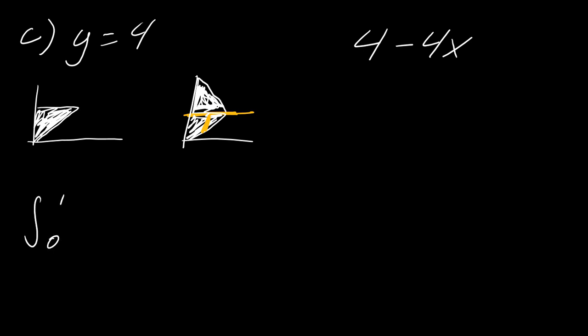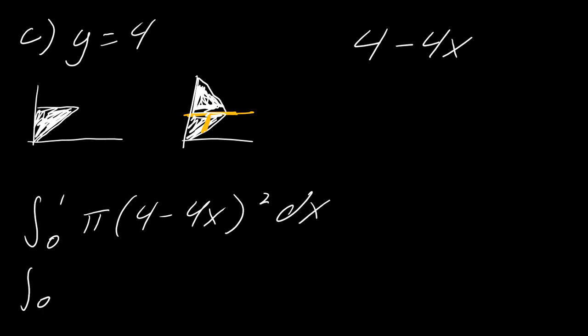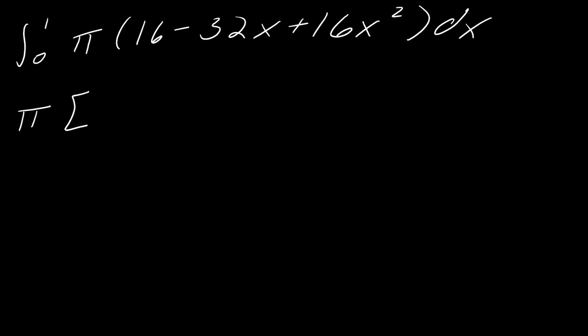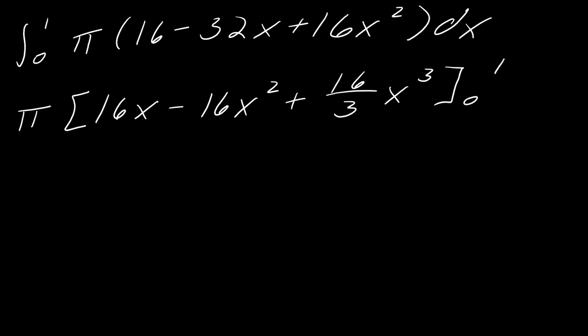So when I set up this particular calculation, this will be pi times (4 minus 4x) squared dx. And that will come out to 16 minus 32x plus 16x squared dx. So that's what I need to integrate. I'll make some space for that. So this will come out to 16x minus 16x squared plus 16 over 3 x cubed, and that goes from 0 to 1. So this will actually come out to 16 pi over 3.